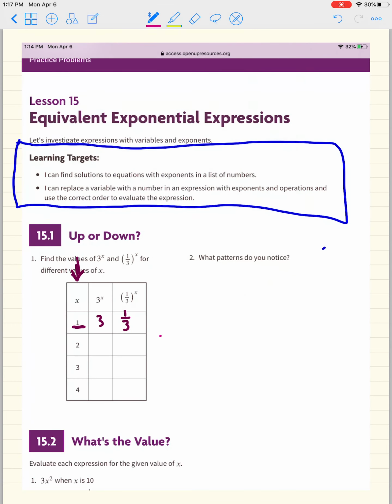Now let's do the second one. So for this one, we're going to go ahead and replace our x with a 2. And 3 squared is the same thing as 3 times 3. Okay, and 3 times 3 is 9. And so that's going to go right in this box. 1/3 squared is the same thing as 1/3 times 1/3. Remember, it's 1/3 times 1/3 and not 1/3 plus 1/3. And so you're going to end up with 1/9. Okay?